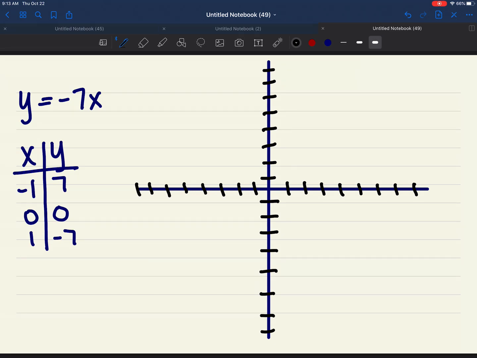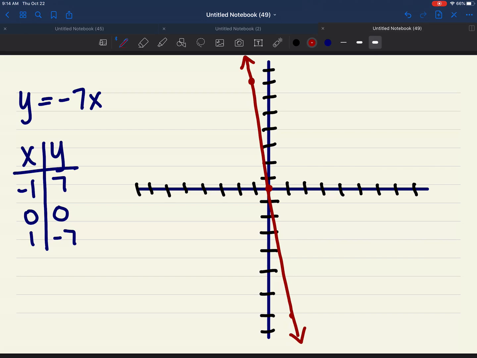Right? So all I have to go do is graph those three ordered pairs. So at -1, I have +7. I have 0, 0, and at +1, I have -7. Okay?